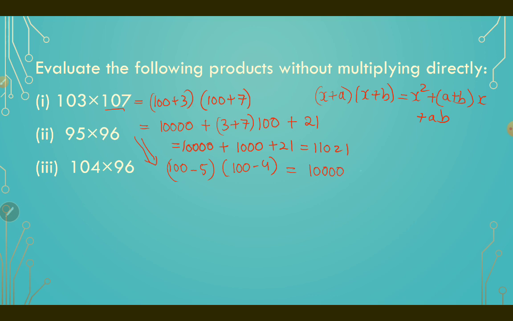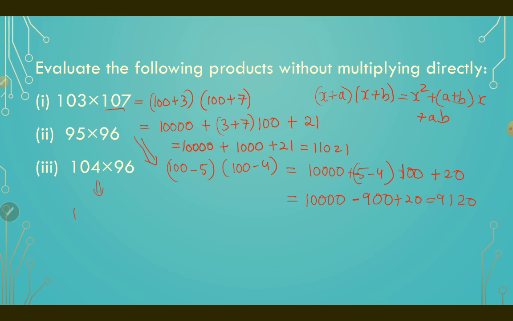by 4 zeros minus (5 plus 4) the whole into 100 plus 20. That's nothing but 1 followed by 4 zeros minus 900 plus 20, which is 9120.